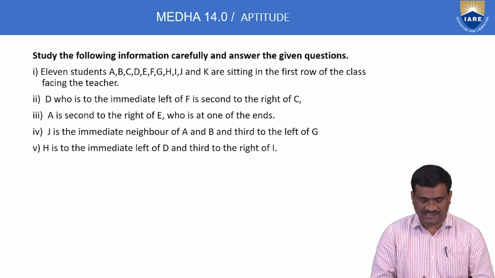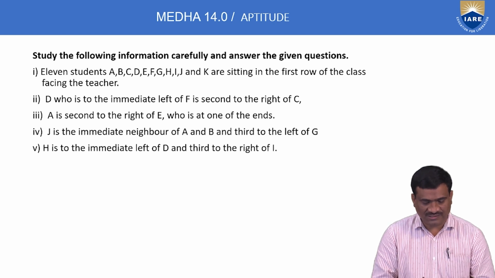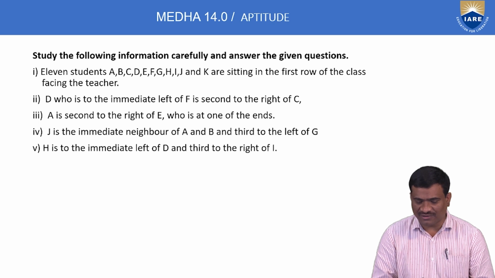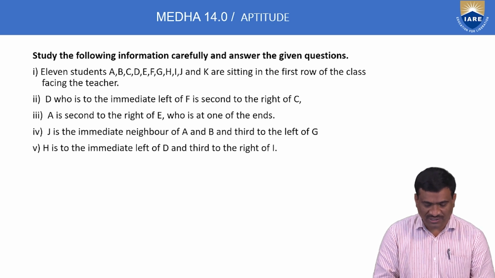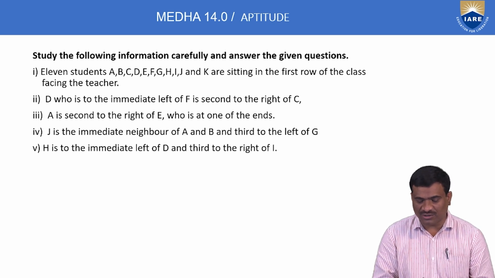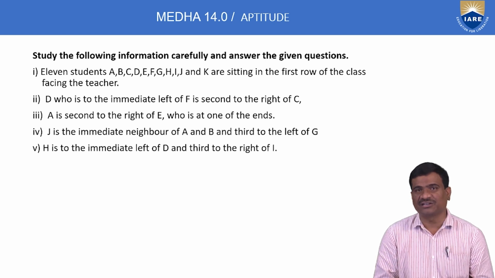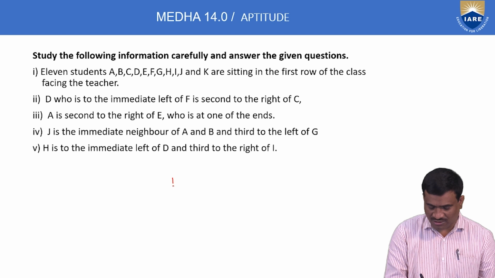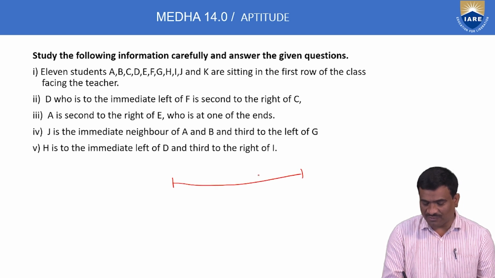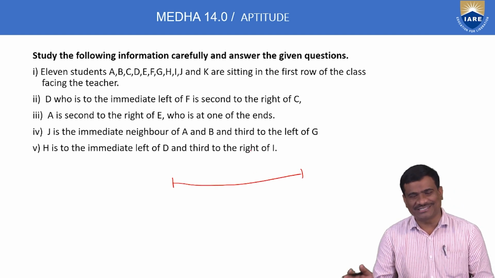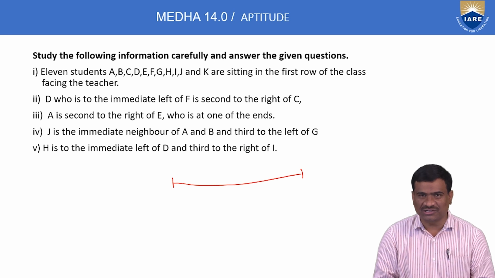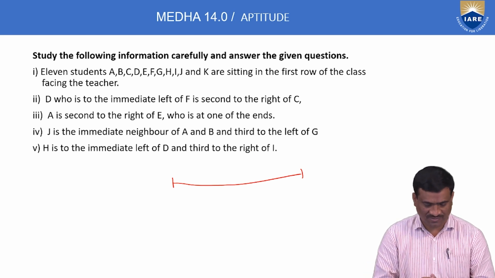Next puzzle test. A puzzle. Study the following information carefully and answer the given questions. 11 students A, B, C, D and so on to K are sitting in the first row of the class facing the teacher. This is called line. All of them are facing the teacher. Right and left are the only important directions. Left hand point and right hand point.